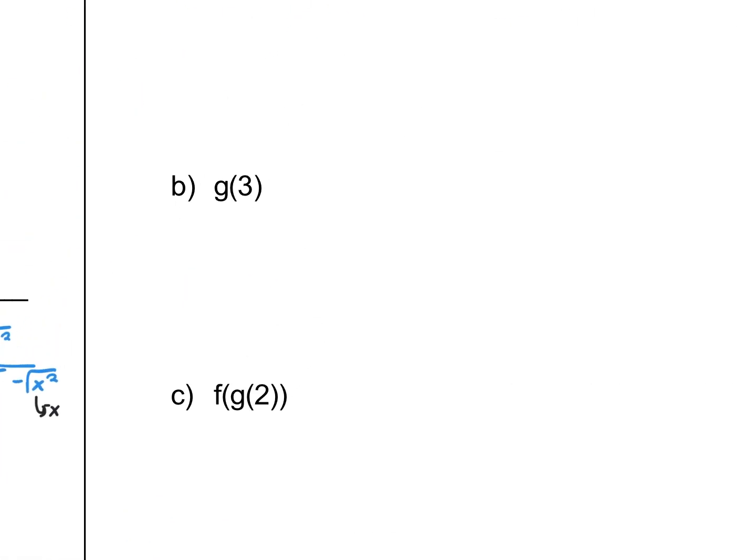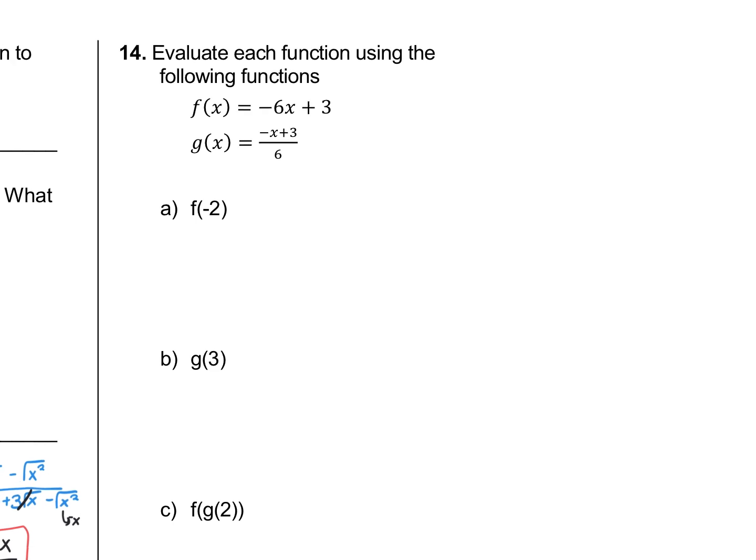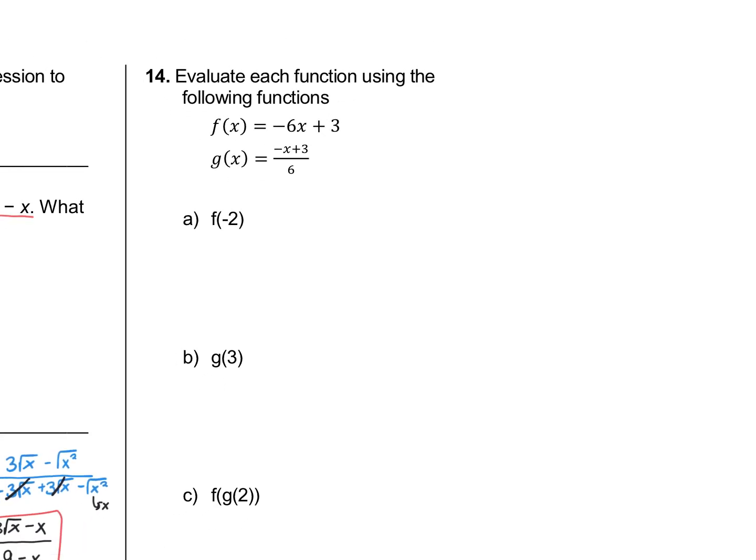Number 14. We're evaluating functions. Okay, so let's just jump right in. On A, how do I find f of negative 2? What am I doing with this negative 2? Yep, I'm plugging it in for the f function. So this turns into negative 6 times negative 2 plus 3. What's negative 6 times negative 2? Positive 12 plus 3 is 15.